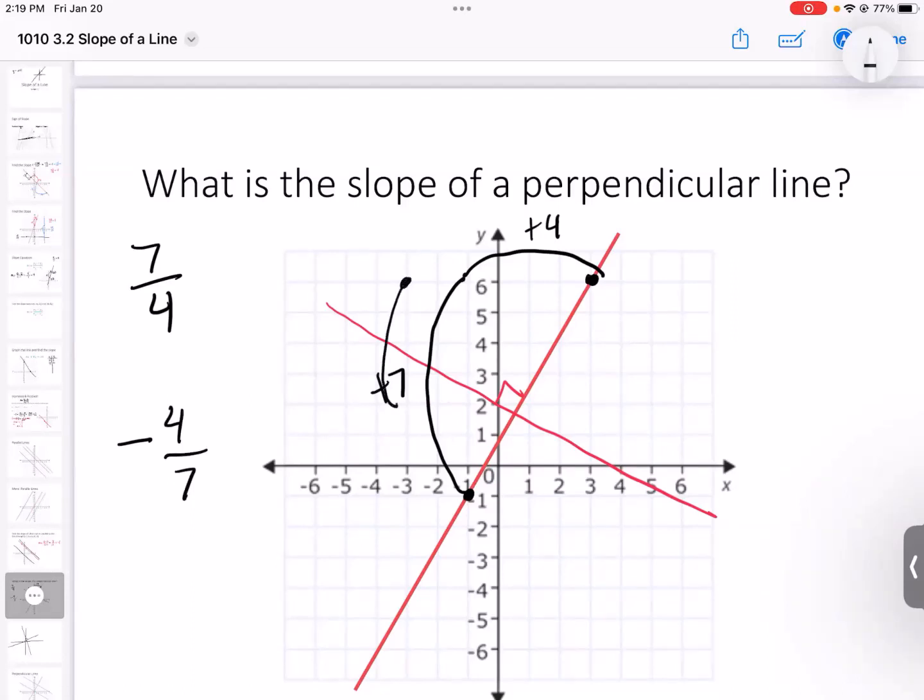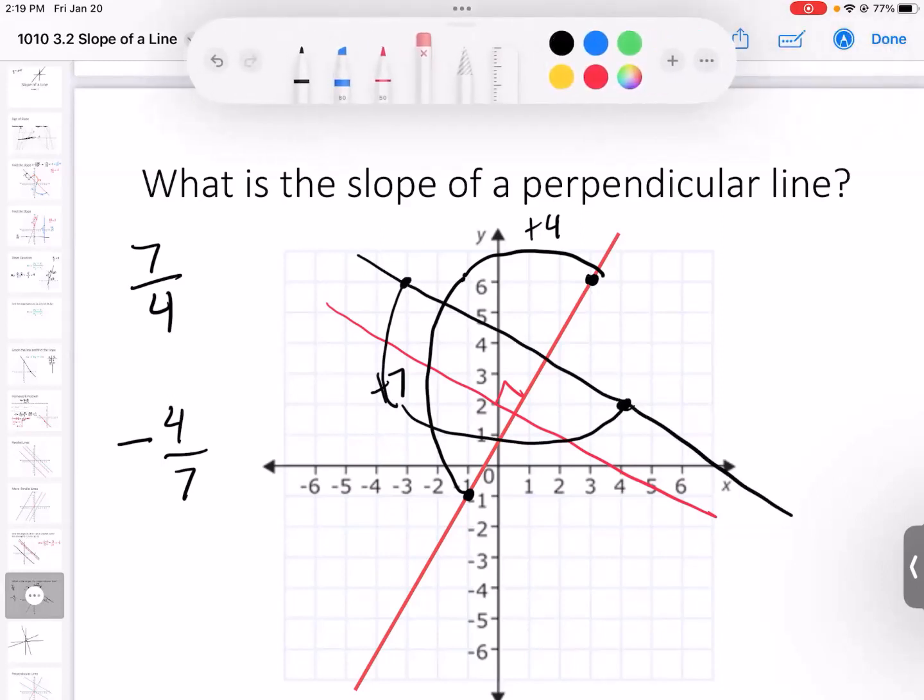And we could graph this by maybe just choosing some random point here. If I go down 4 and over 7, and I graph that line, sorry, there's a lot of writing here. Let me erase the ones that aren't necessary. So if I went down 4 and over 7, you can see that this black line is perpendicular to the original one that had a slope of 7/4. Does that make sense?